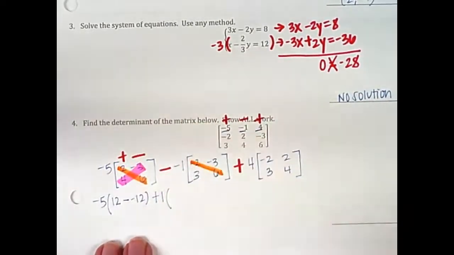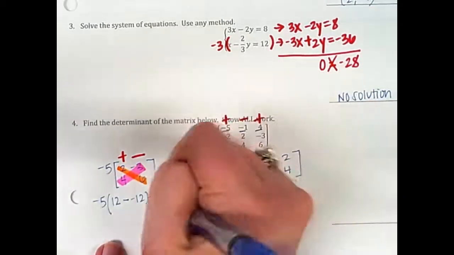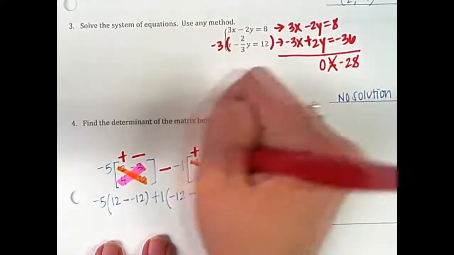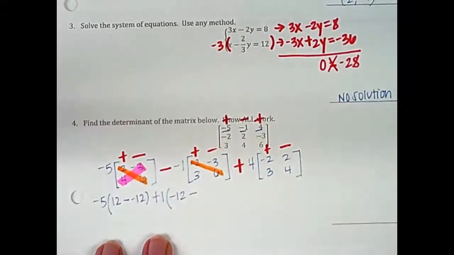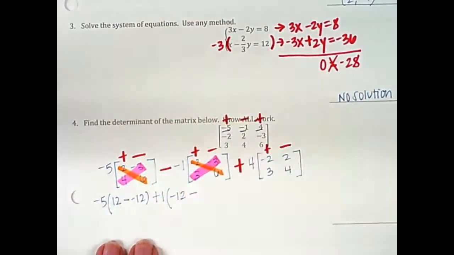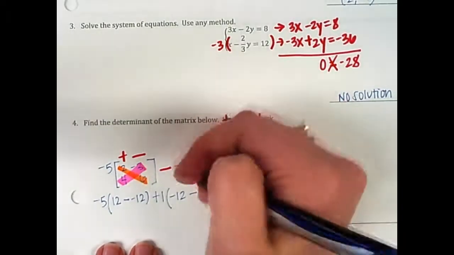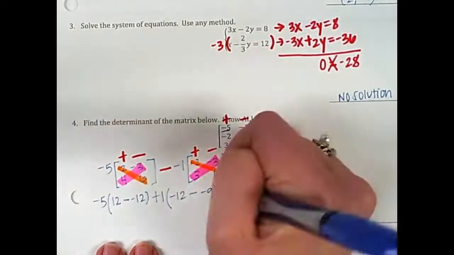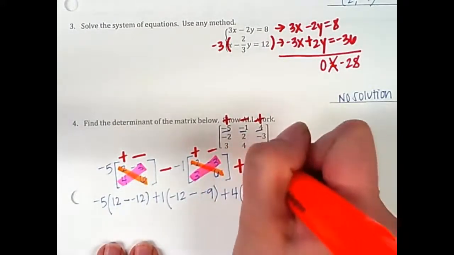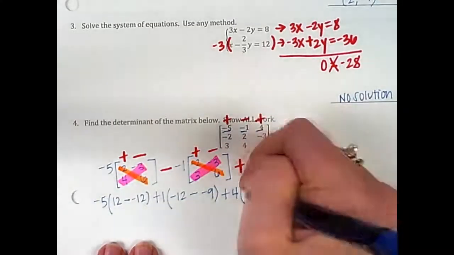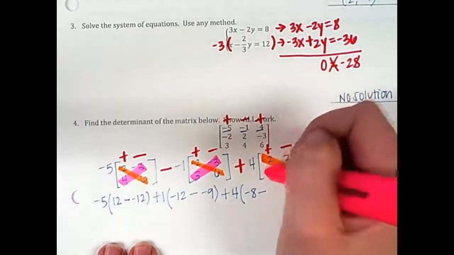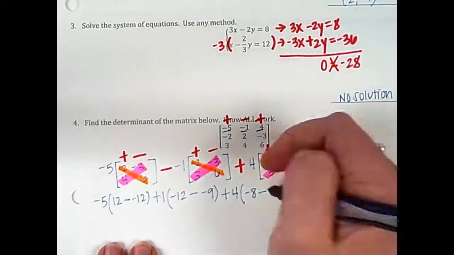So negative 2 times 6, which is negative 12. Lots of 12s here. Minus, always subtract. Minus 3 times a negative 3. And 3 times negative 3 is negative 9, plus 4. And we do it again. So negative 2 times 4, which is negative 8. Minus, because of my minus here, 2 times 3, which gets me 6.